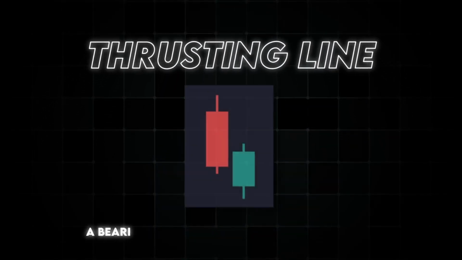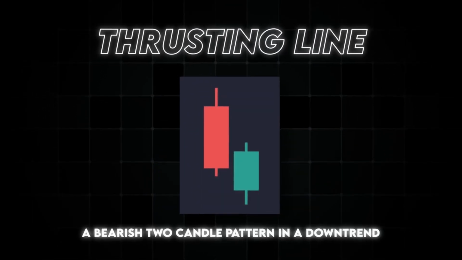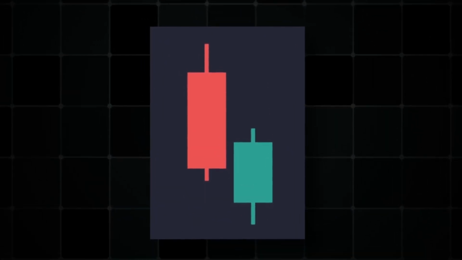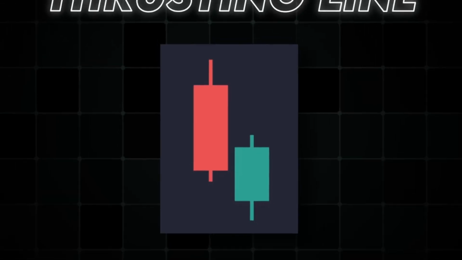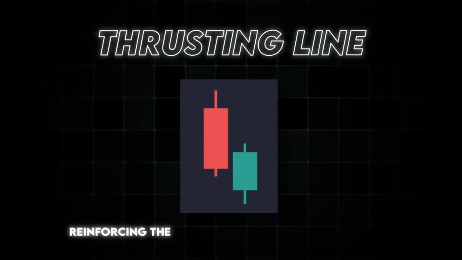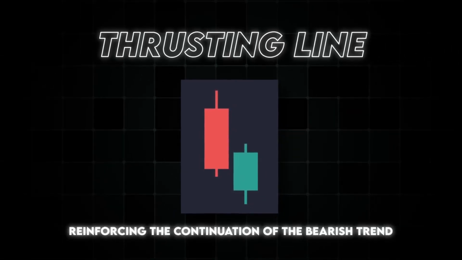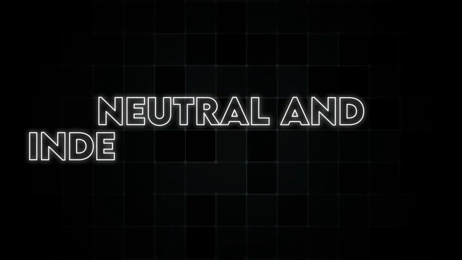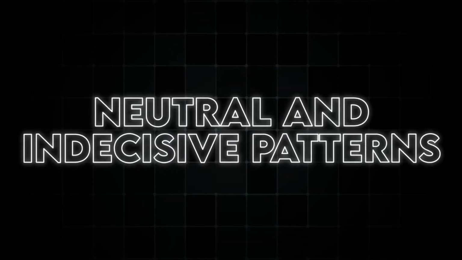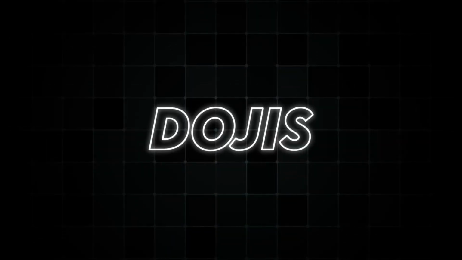Then following, we have a thrusting line, a bearish 2-candle pattern in a downtrend. The second candle opens within the body of the first, but closes more than halfway into it, reinforcing the continuation of a bearish trend. Next, we have what are called the neutral or indecisive candlesticks, which are also known as dojis.